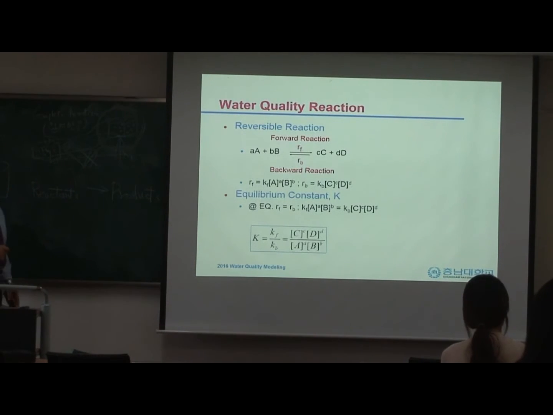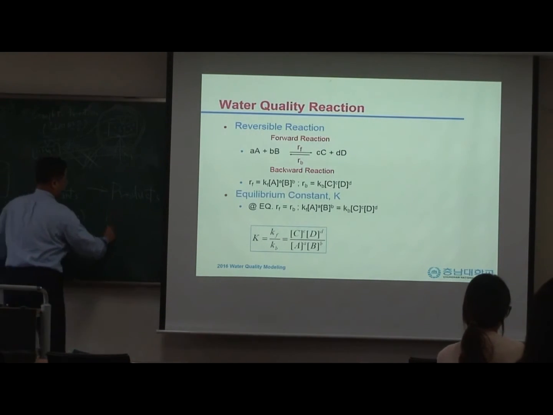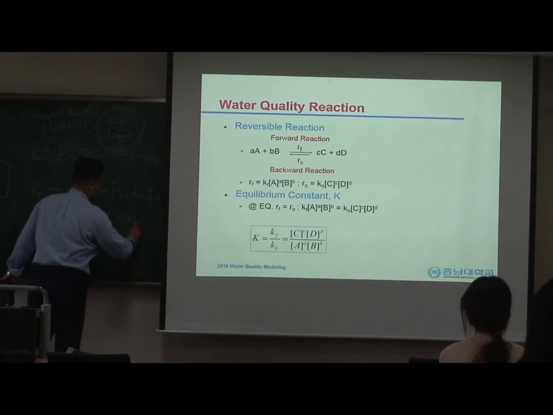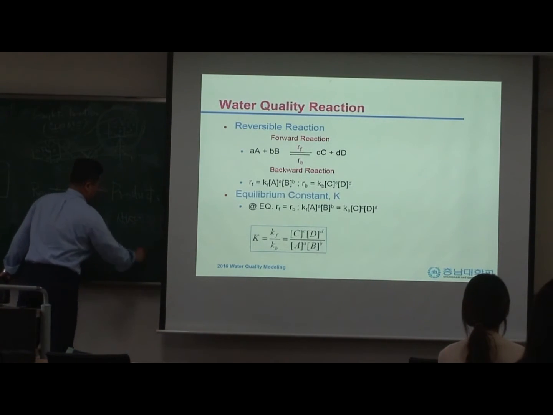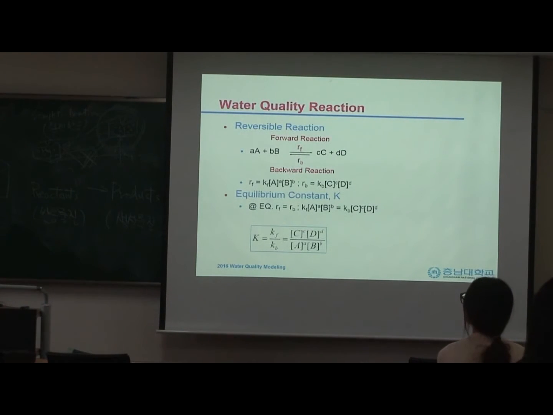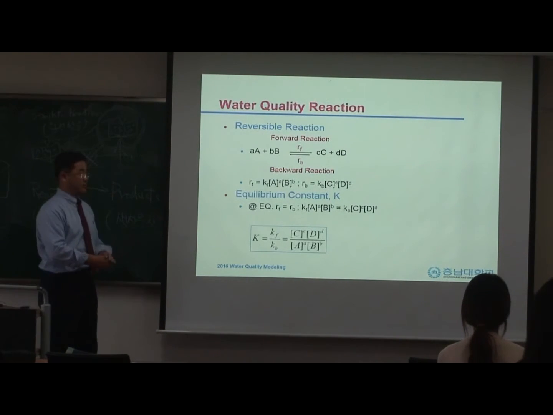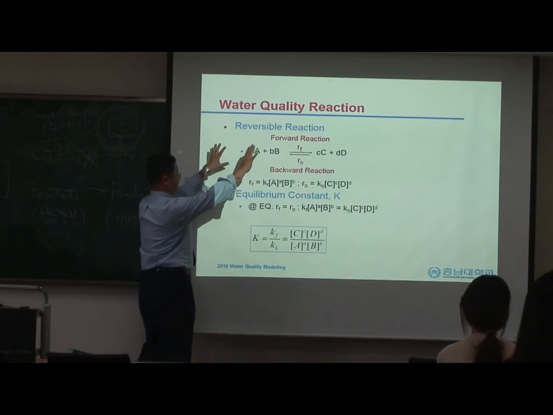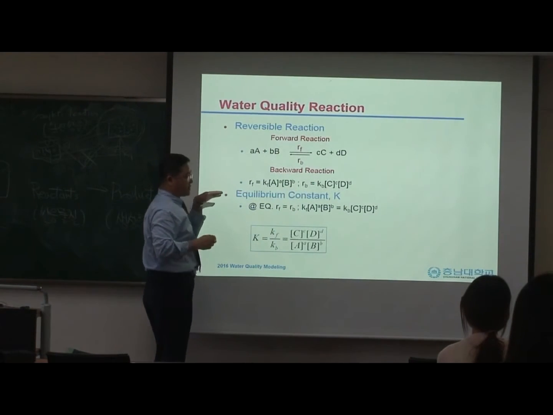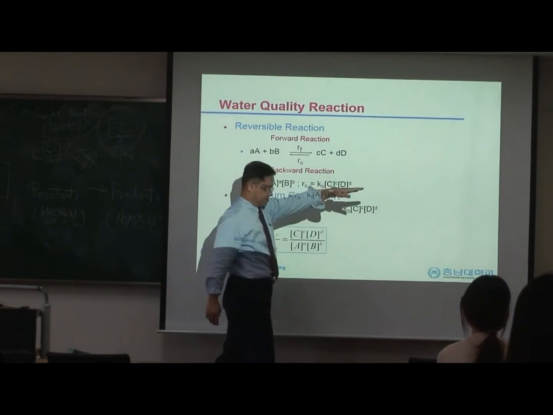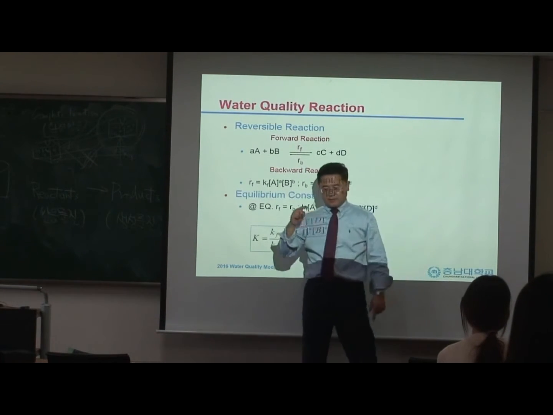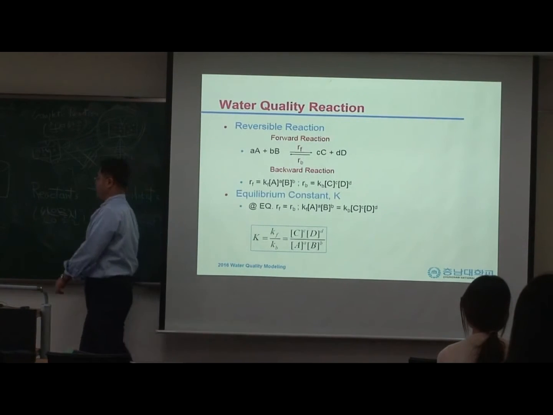And the right-hand side, we call them products. Something that reacts is called a reactant, and something that got produced is called a product. So in this case, the reaction can move from here to there, and we call that a forward reaction.